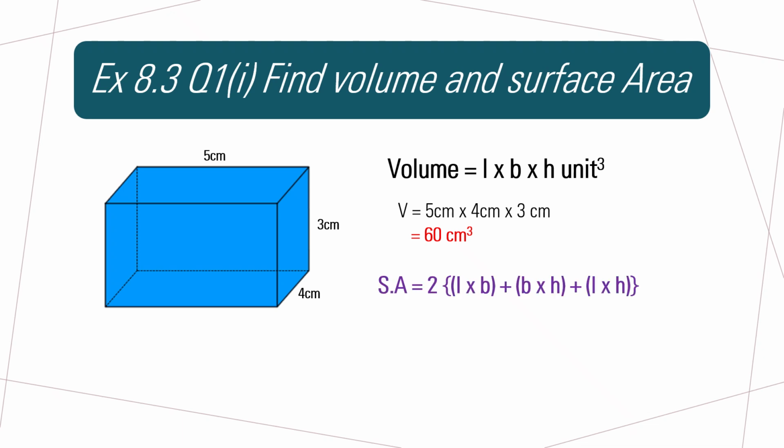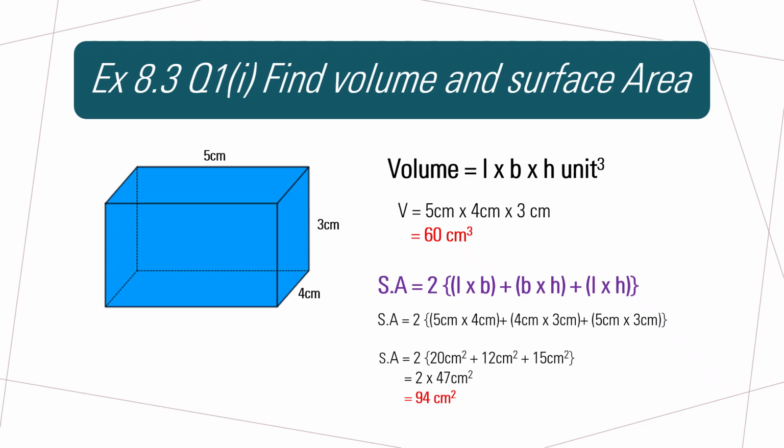Now let's find out its surface area. As you all know, the formula for surface area is length into breadth plus breadth into height plus length into height, multiplied by 2. It means 3 sides multiplied by 2 means all 6 sides of this cuboid. Let's put the values in this formula and multiplying each bracket we get 20 cm square plus 12 cm square plus 15 cm square, and adding them we get 47 cm square, and then we will multiply it by 2 and we get 94 cm square as its surface area.